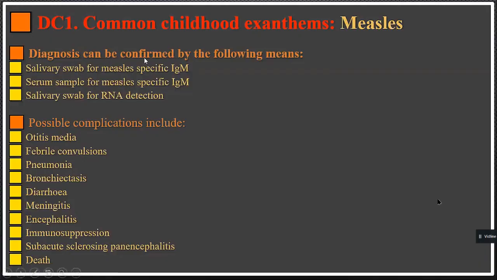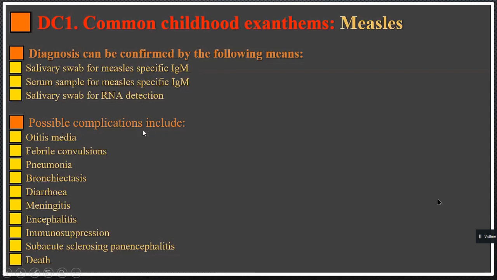So diagnosis, how to diagnose, how to confirm here. They can give you any of them, you can choose. So if you find in the question salivary swab for measles specific IgM, you can choose. Serum sample for measles specific IgM. Salivary swab for RNA detection, you can choose if you find any of them in the question.